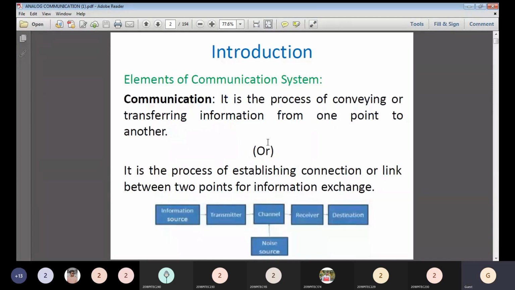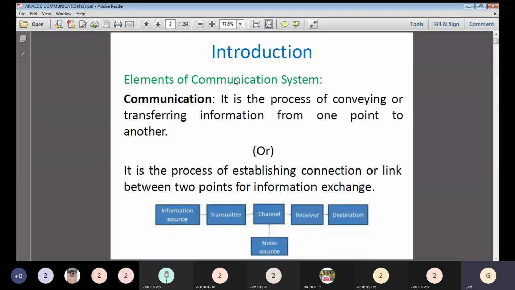First, introduction. We all know about communication. What is communication? Communication is nothing but transferring information from one place to another place. We are conveying information from one point to another point, between two devices, between two systems, between two human beings, or from one human being to one system, whatever it may be. The information exchange is called communication.